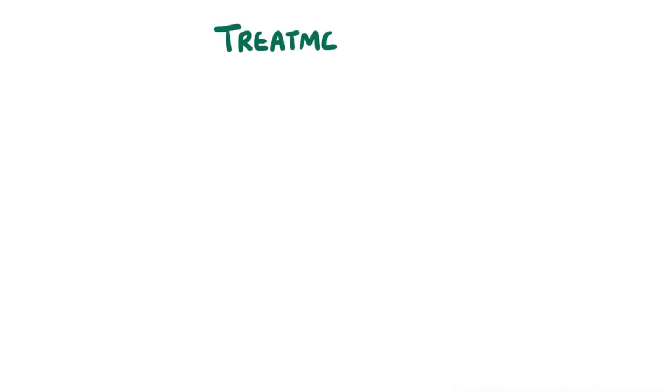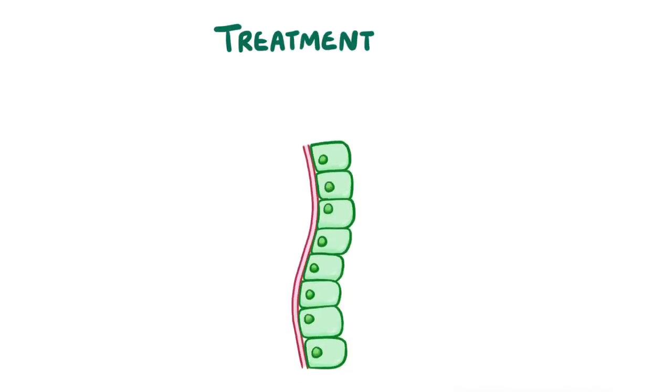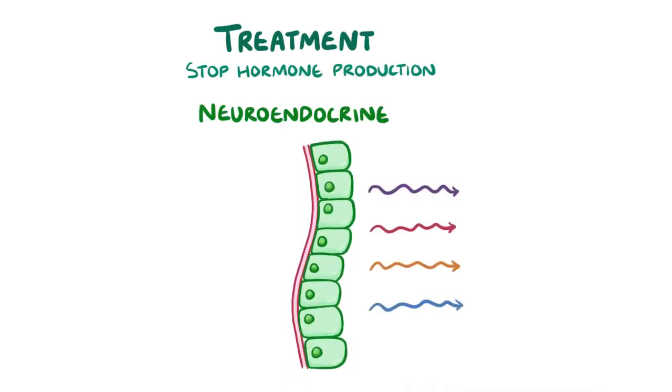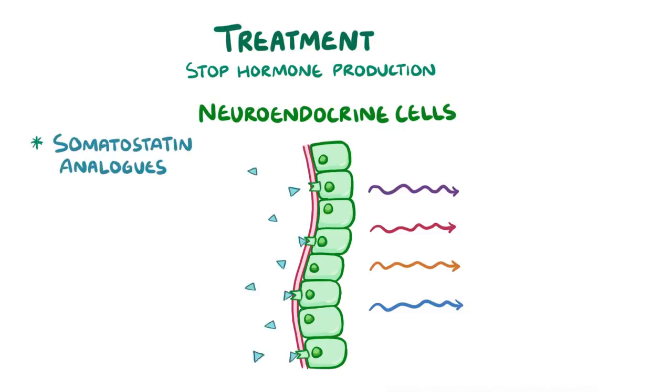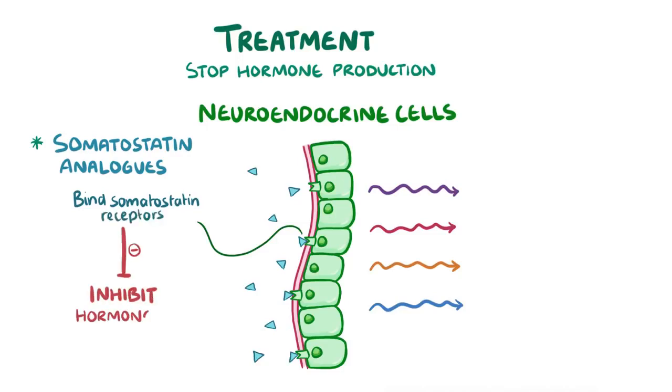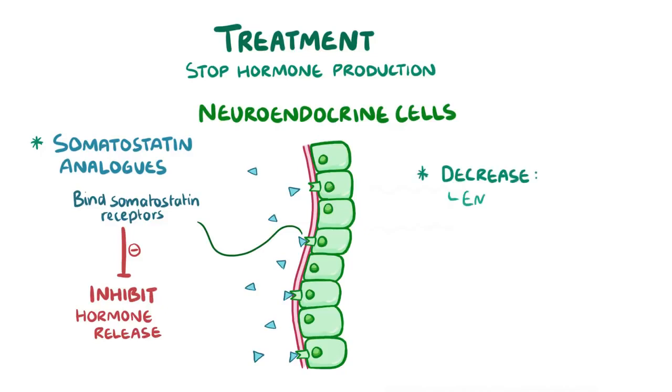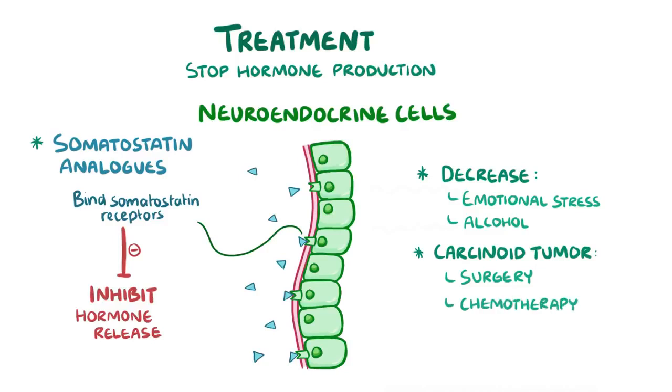When it comes to treatment of carcinoid syndrome, the main aim is to stop hormone production from the neuroendocrine cells. And this can be done with a somatostatin analogue, because these then bind to the somatostatin receptors, and this inhibits the release of hormones. It's also useful to try and decrease emotional stress and alcohol consumption, because this can help limit hormone release. Treatment of the carcinoid tumour itself with surgical resection or chemotherapy can also help to alleviate carcinoid syndrome.